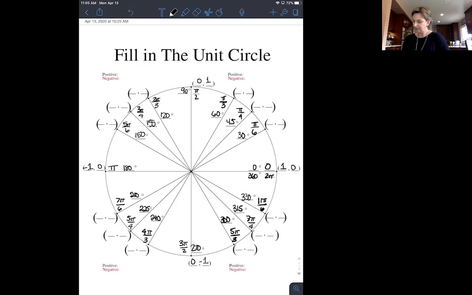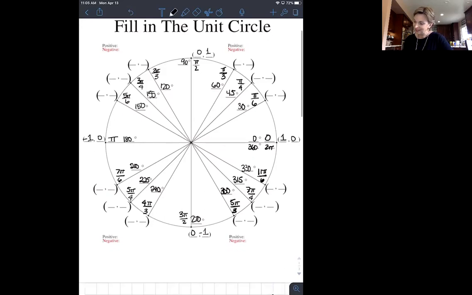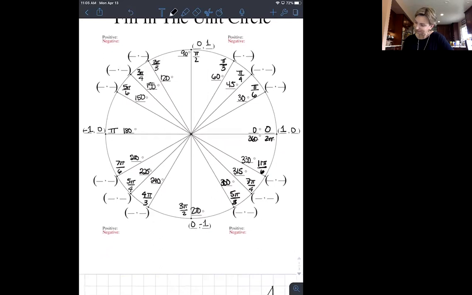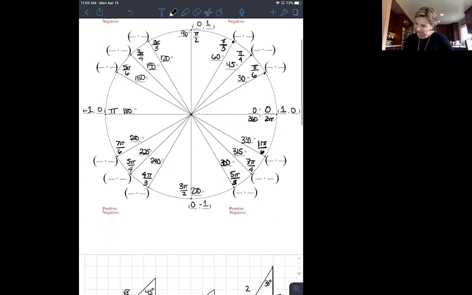Okay, now let's get down to the real juice here of the unit circle. The most important part of our unit circle, and that's the coordinates. Okay, these spots here on the edge, these are called terminal points. Right here on the edge are the ending points on our unit circle.